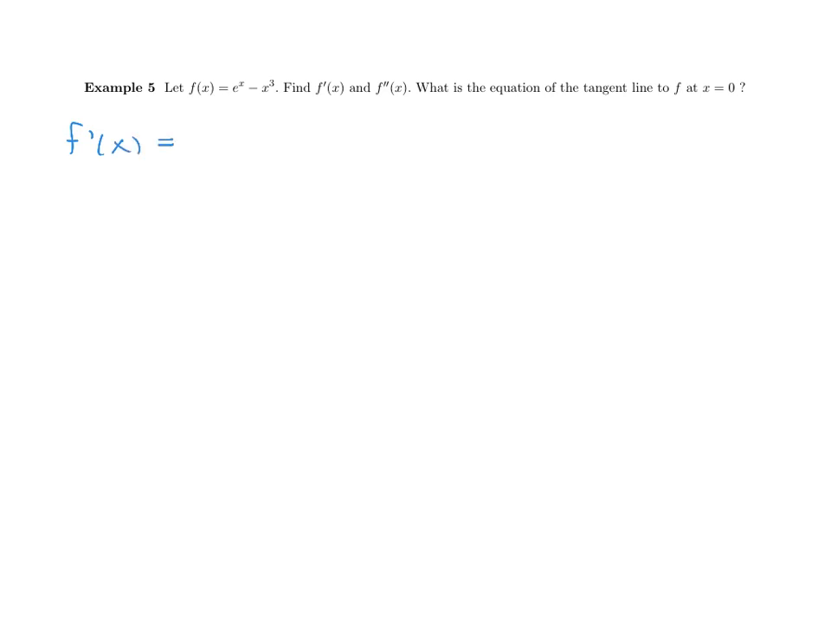Okay, it's the derivative of e to the x minus x cubed. And just as a reminder, the number e is a constant. It's roughly 2.71828, and it goes on forever. According to the rule on the previous slide, the derivative of e to the x is e to the x times the natural log of e, minus the derivative of x cubed, which is 3x squared.